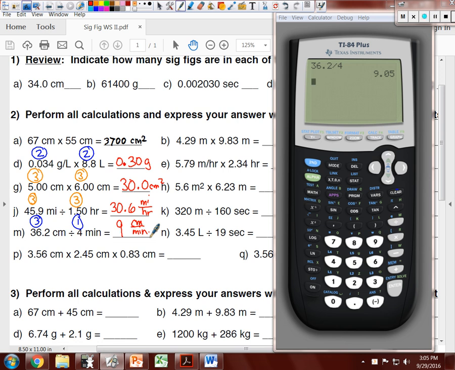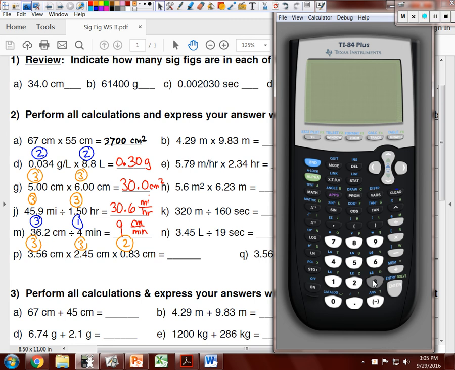All right. And the last one. How many significant figures are in 3.56? 3. What about 2.45? And then 0.83? 2. So how many should your answer have? Just 2. Very good. All right, so let's look at what happens when you plug it in. It is 3.56 times 2.45 times 0.83 gives me that number right there. So what would that be rounded to 2 significant figures?